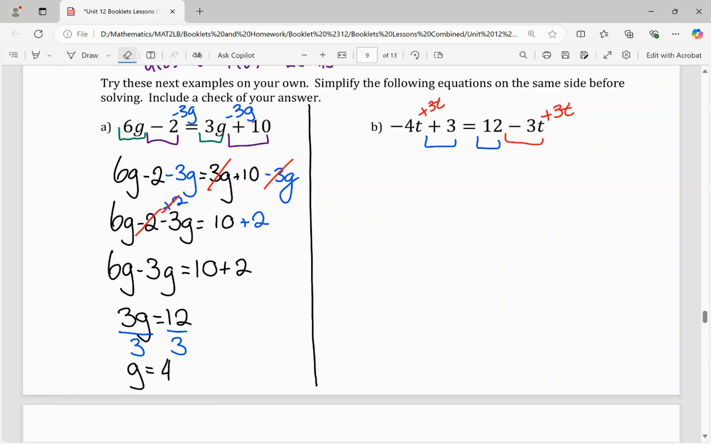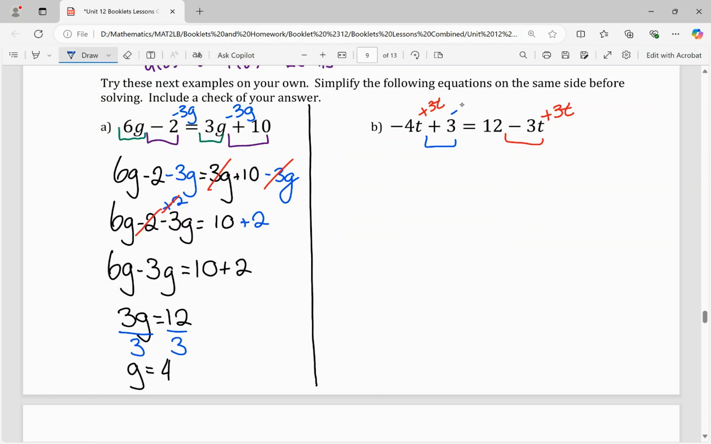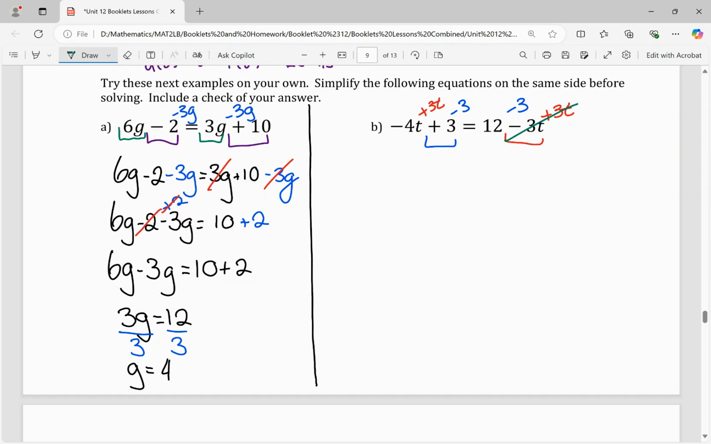Now, at the same time, I need to get rid of this plus 3, right? So what I'm going to do is subtract 3 from the left and also subtract 3 from the right. So let's take a look at what's going to happen here, okay? This negative 3t plus 3t, those are going to cancel out. This plus 3 minus 3, those are going to cancel out.